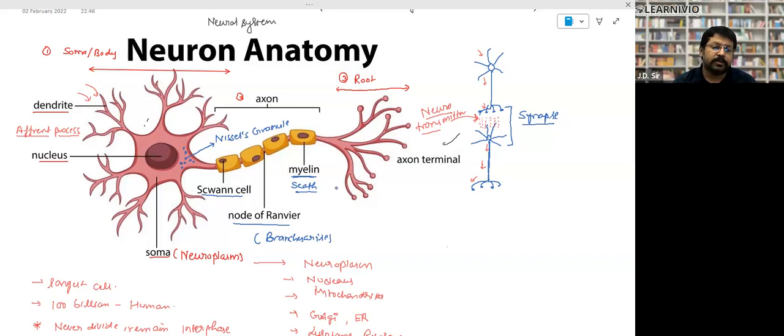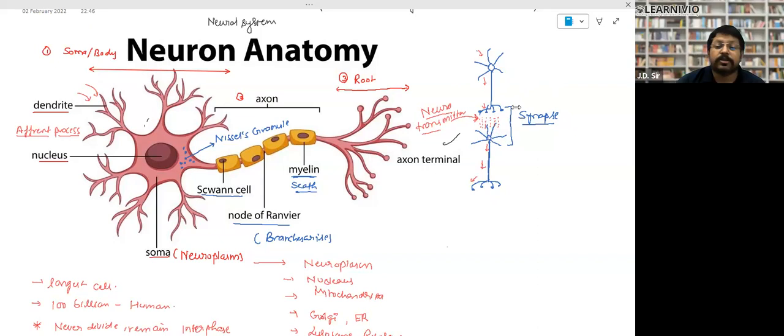One more thing: generally, 99% of the time, two neurons do not remain directly in connection with each other. So between two neurons, there is a gap or junction. Suppose information has to go from here to here. Information will travel from one neuron to another neuron. So between two neurons, there is a junction or a gap. This junction or gap is known as synapse.